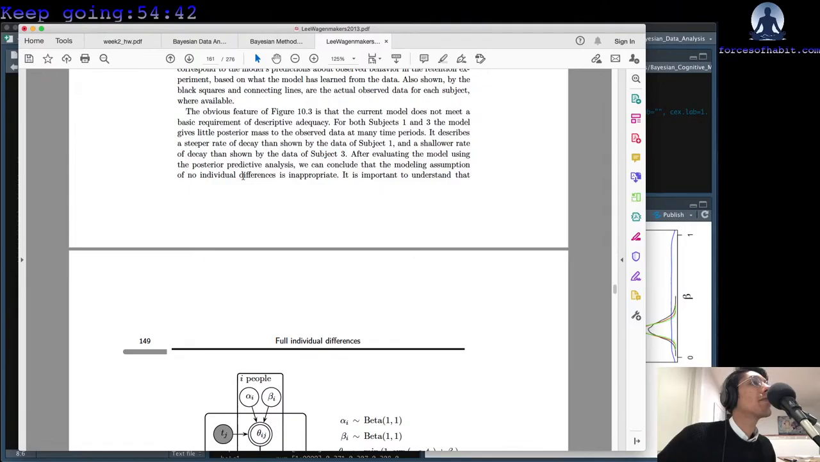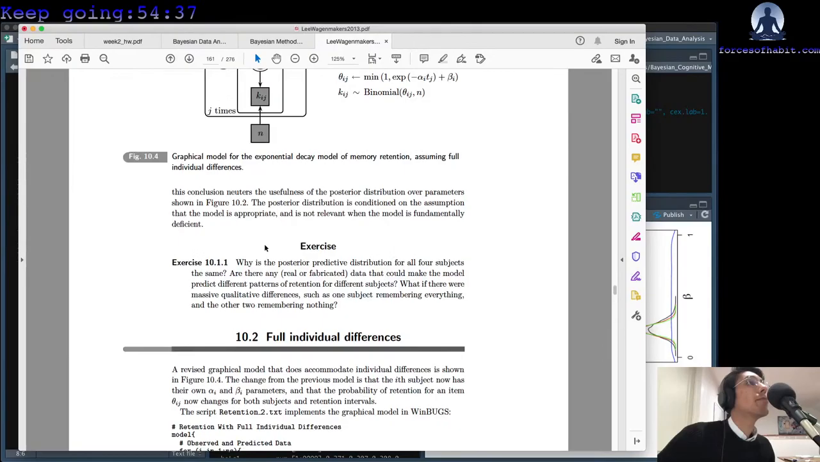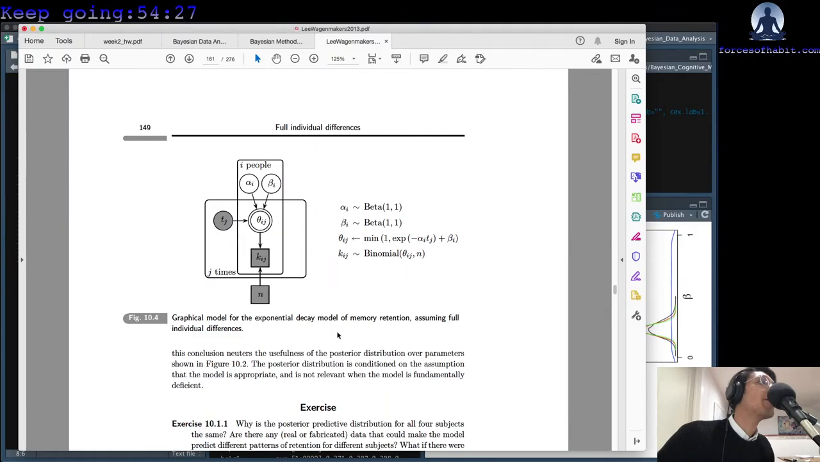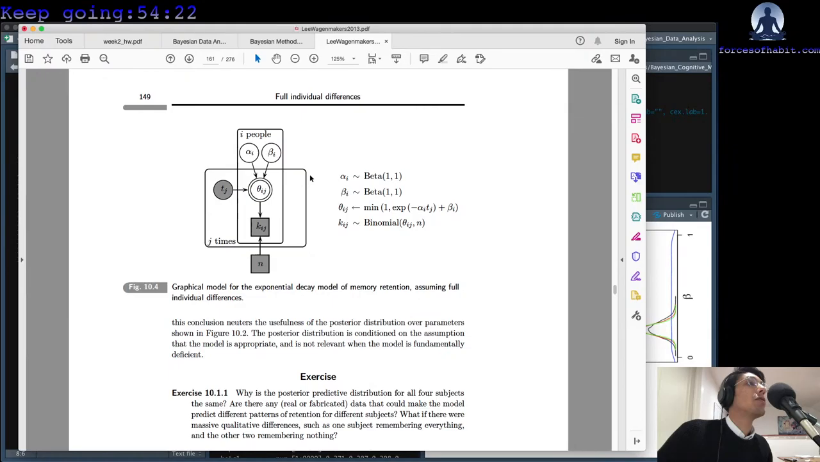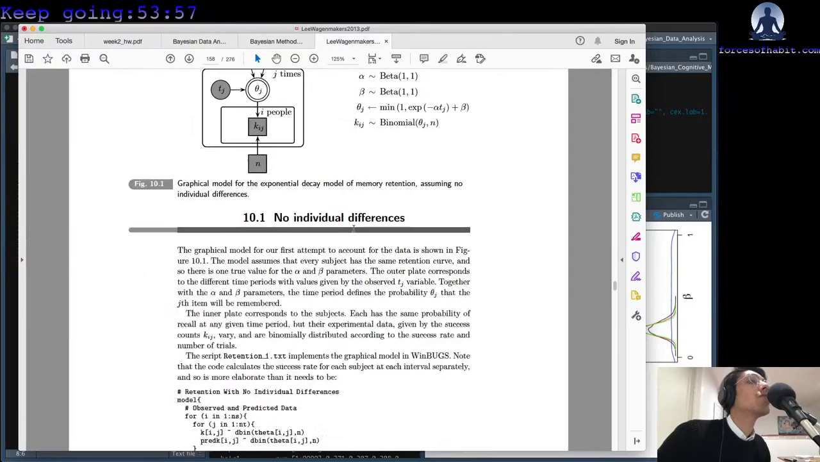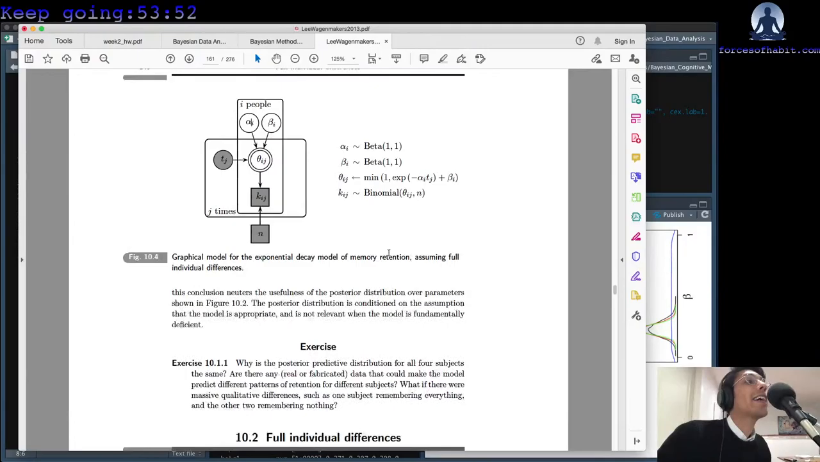So, given that we've observed an inadequacy with our model, now we can move to incorporating individual differences with respect to subject variability in memory retention. And in order to do so, we just extend this plate here where we still have the same amount of subjects, but now everyone's still constrained to the same time points, but now we're going to have baseline and rates of decay for given subjects. And the model doesn't change here. The only thing that changes, in fact, is this extension to now theta being represented at i in addition to j.